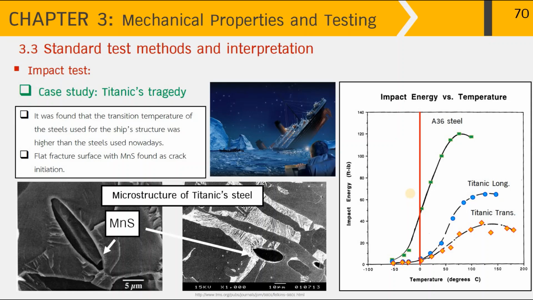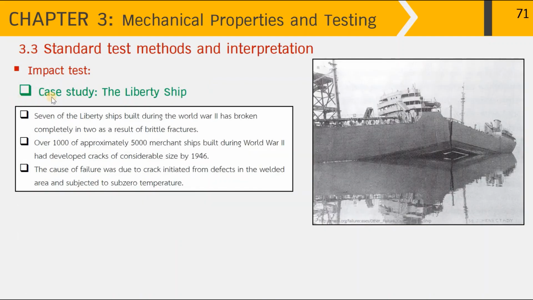So we need tougher materials for safety reasons. That is to require high energy absorption for the metal to be used at service temperature. The next case study is the Liberty ship, as you can see from the picture on your right hand side.